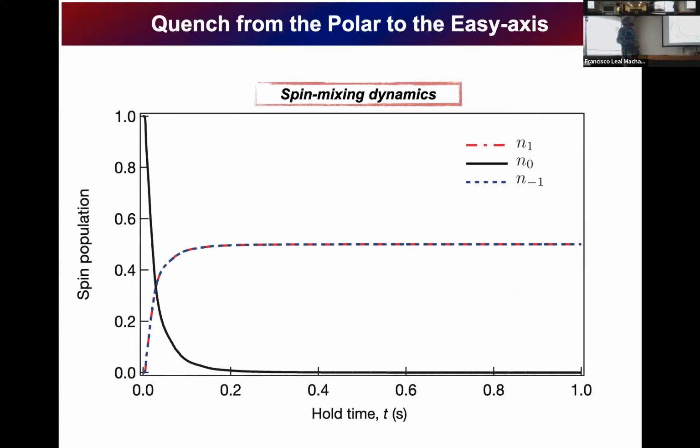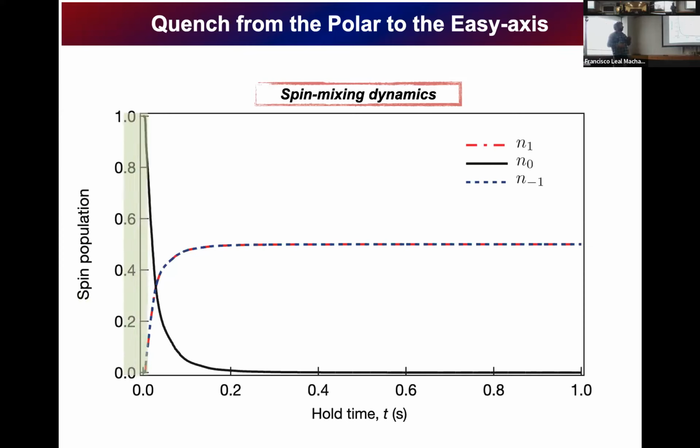Okay. So what we do is we initialize the state in the polar phase, only the 0 component populated, and quench to the easy axis. Easy axis has only the ±1 population. What you see here is during the evolution, the spin populations of the three hyperfine levels. So you start from all atoms being in the 0 component, and during the evolution after the quench, the 0 component loses population and the ±1 takes populations in an equal manner.